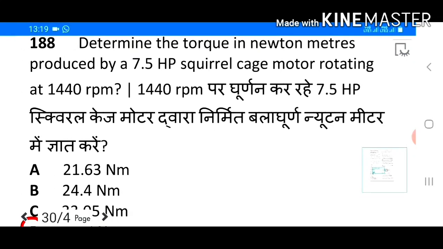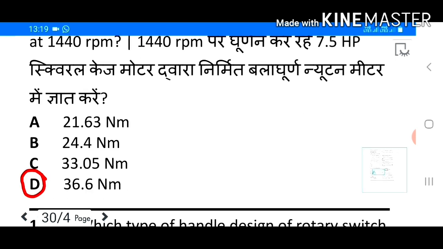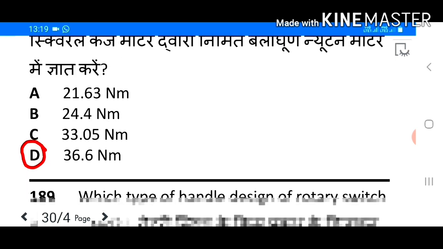188. Determine the torque in Newton meters produced by a 7.5 HP squirrel cage motor rotating at 1440 RPM. Answer D. 36.6 Newton meter.